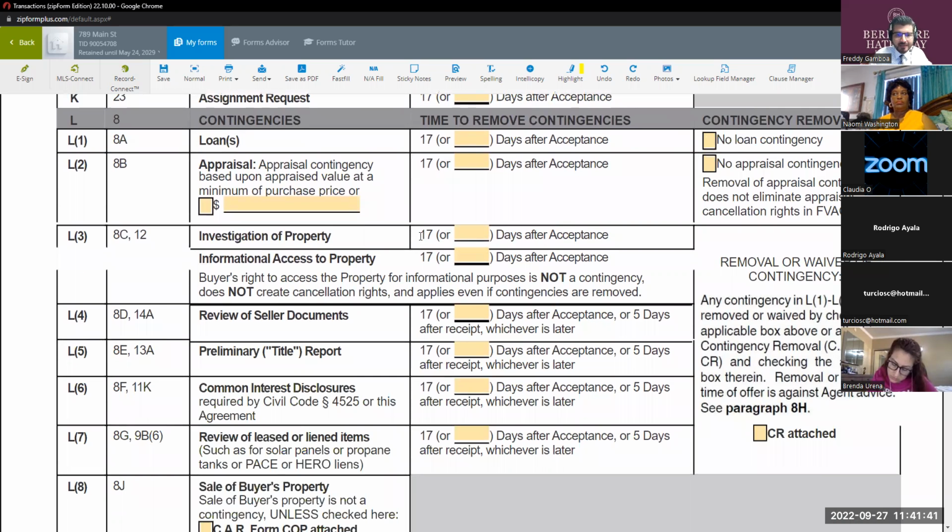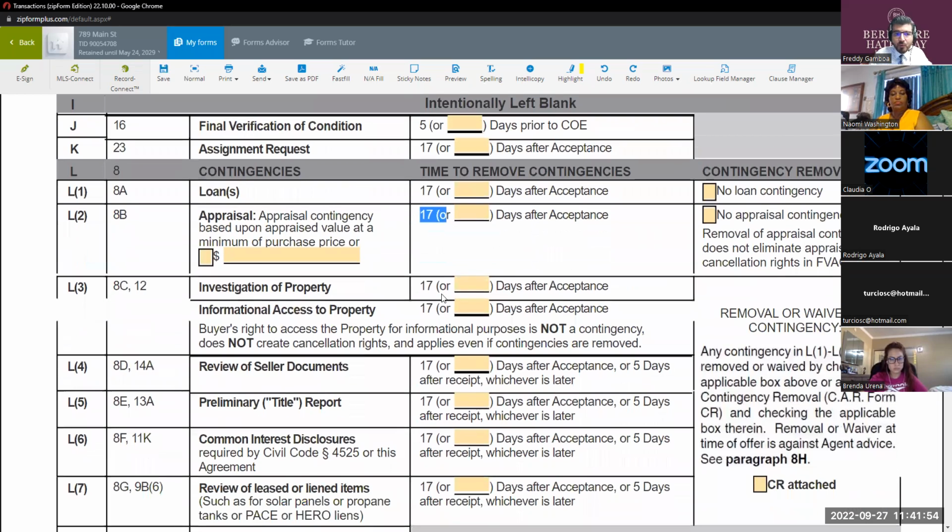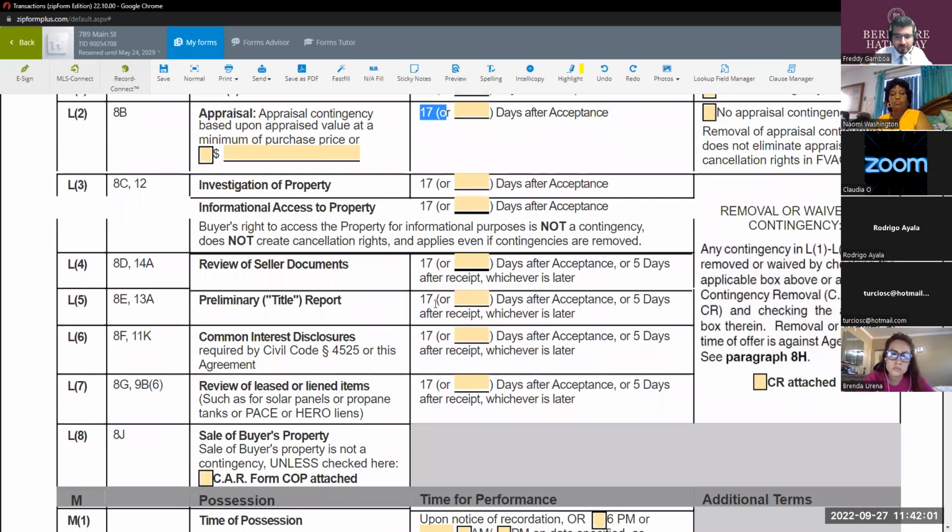You can highlight every single contingency period here on the days. Maybe you want to make it shorter for them, depending on the days of escrow and the type of financing as well. Maybe you don't want them to go to 17 days. Maybe you want to go 14 days. You can always counter back that as well. All this right here.